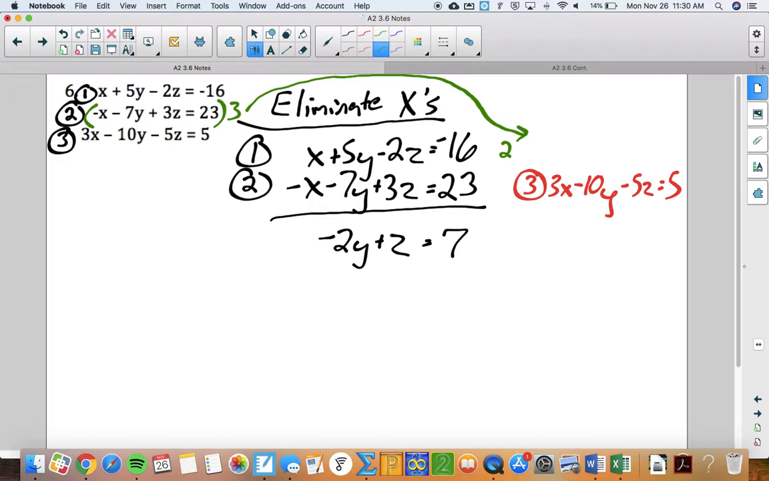So this is essentially equation number 2. Of course, it's tripled. So we get, I'm going to steal.